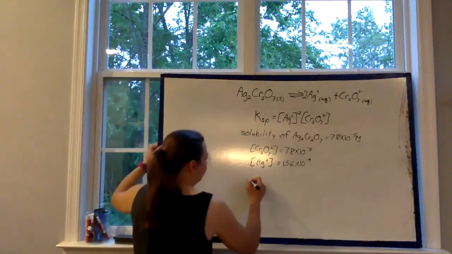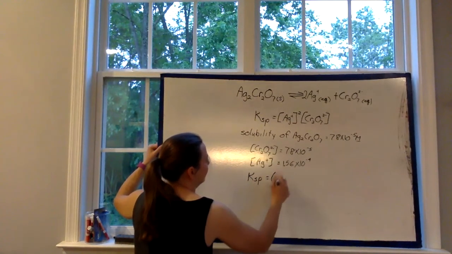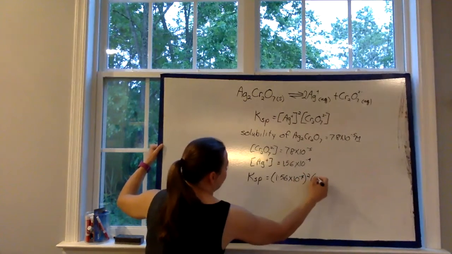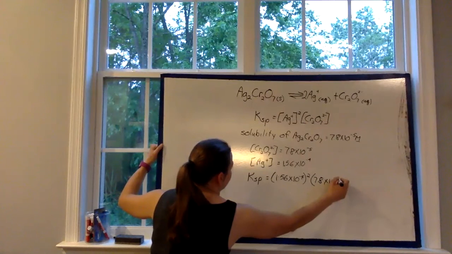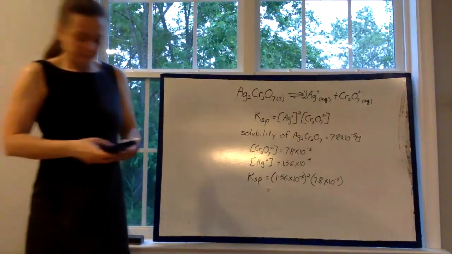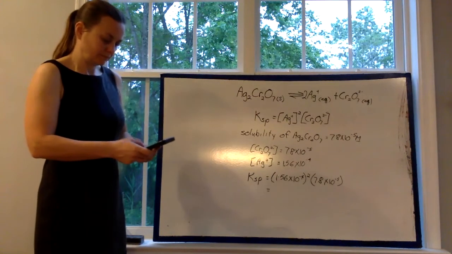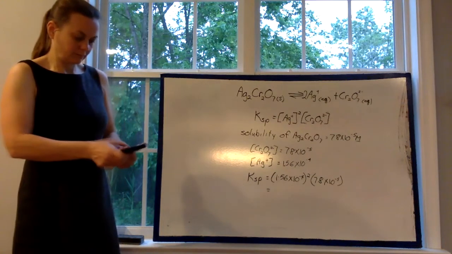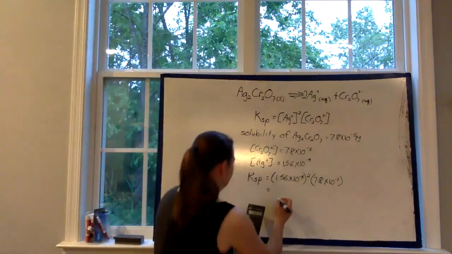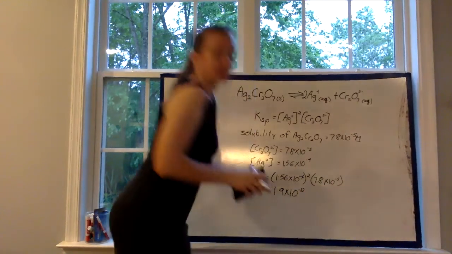And so we'll have KSP equals 1.56 times 10 to the negative 4th squared times 7.8 times 10 to the negative 5th. So once again, we need a calculator. And we get 1.9 times 10 to the negative 12, and that's our KSP.